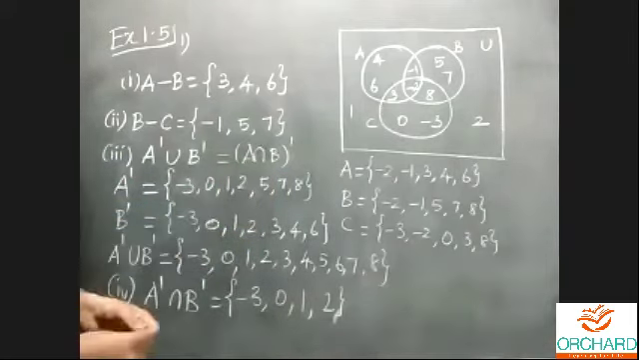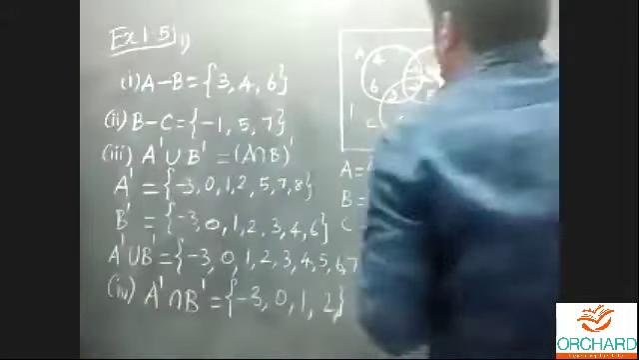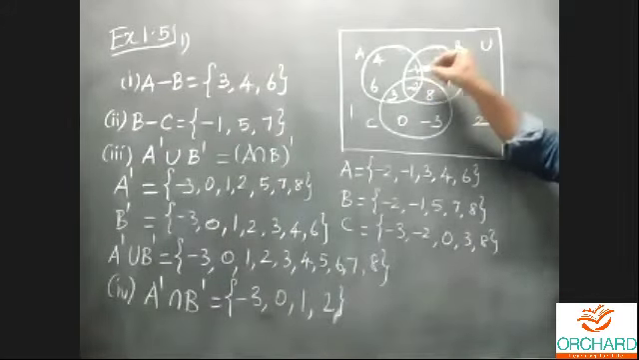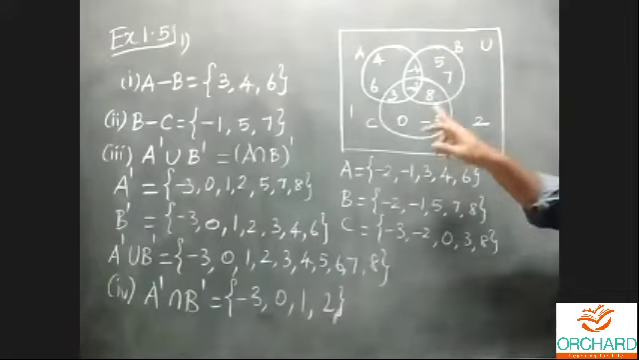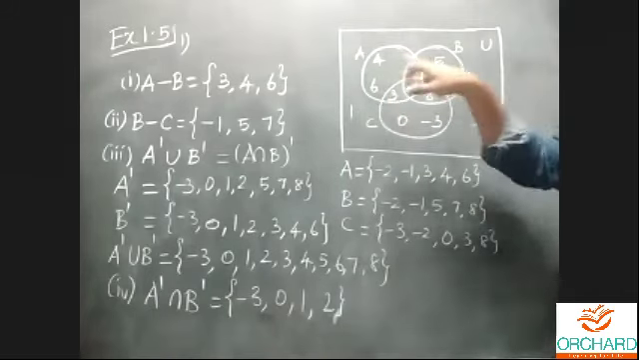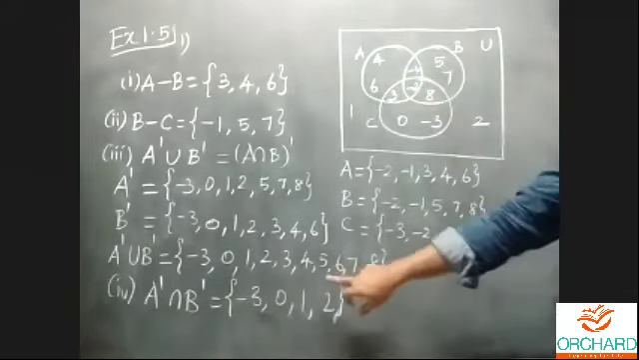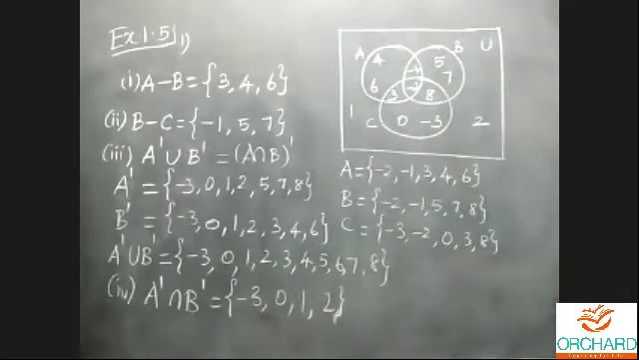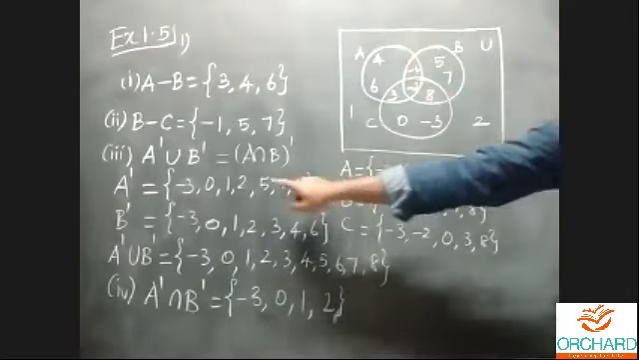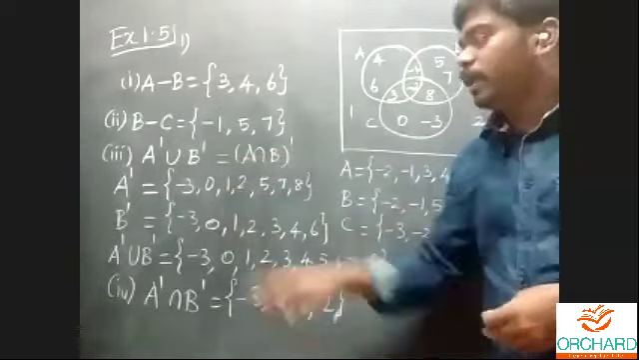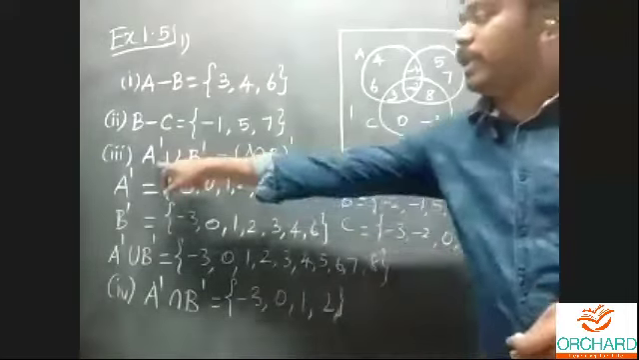What is A intersection B? That is -1 and -2. Except these two elements, you write down the remaining elements: -3, 0, 1, 2, 3, 4, 5, 6, 7, 8. Correct? Except these two, because we'll connect it with De Morgan's law. Now only you learn the De Morgan law for the Venn diagram: A intersection B whole dash equals A dash union B dash.